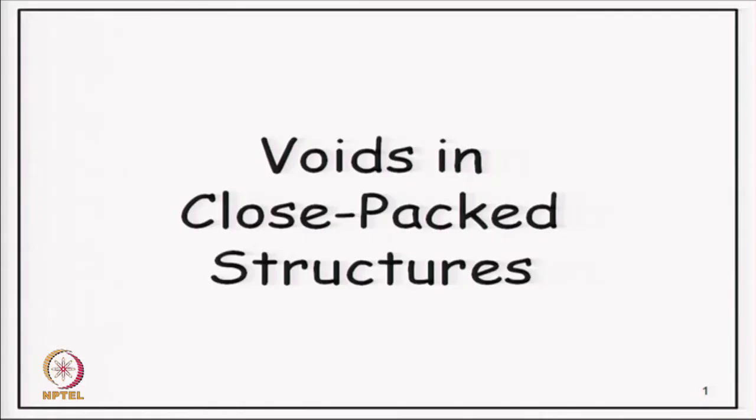Hello, let us continue our discussion on the geometry of closed packed structure. In this video, we will look at the voids in the closed packed structure. We have already looked at the lattice and motif structure of various crystal structures which form by closed packing, in particular two of them, ABAB and ABC, where ABAB forms hexagonal closed packed and ABC forms cubic closed packed.